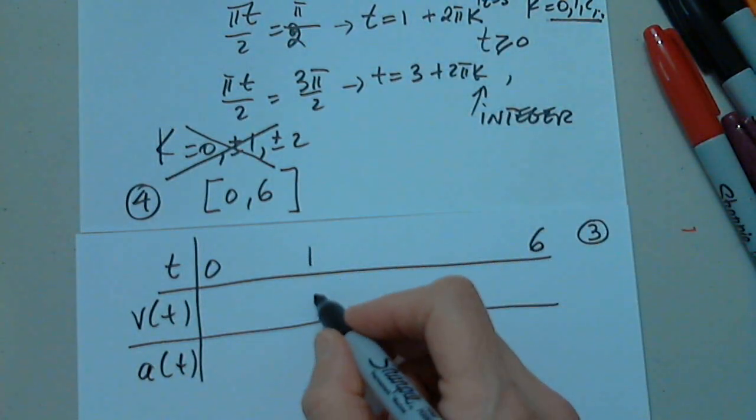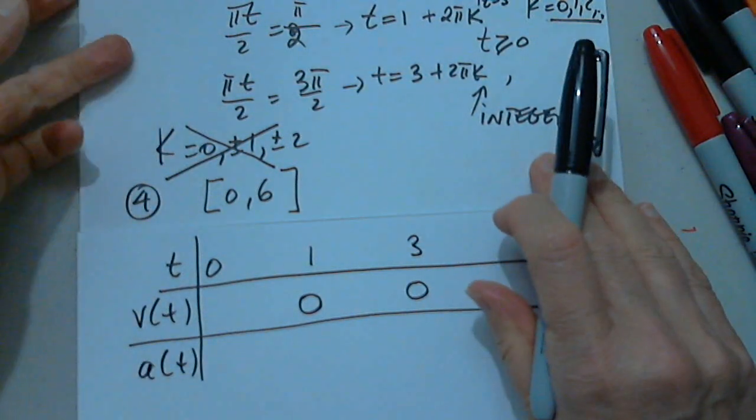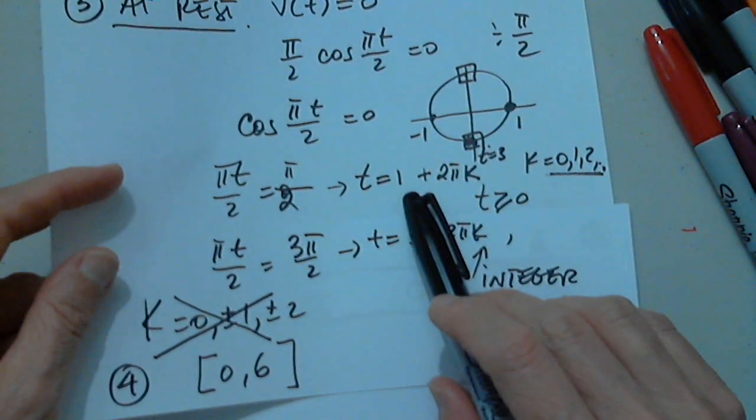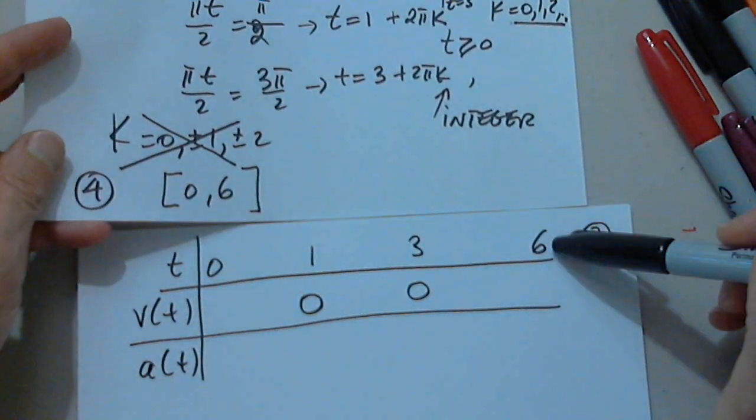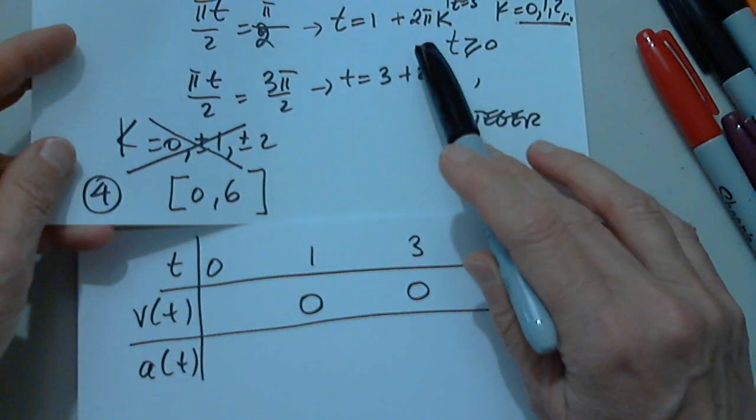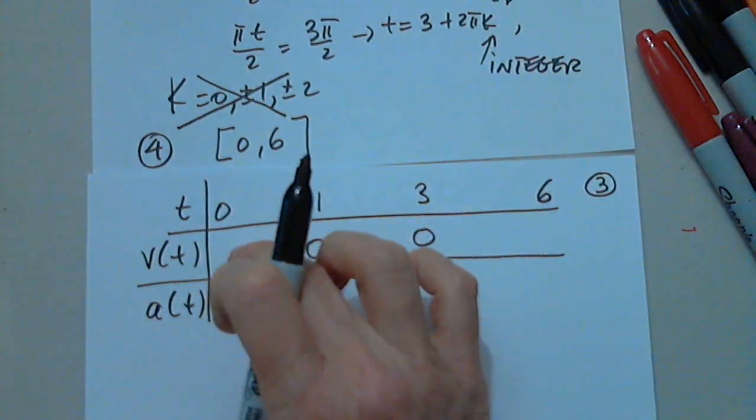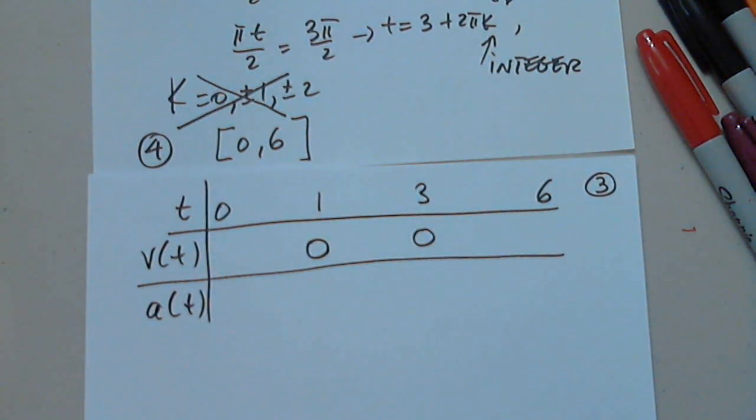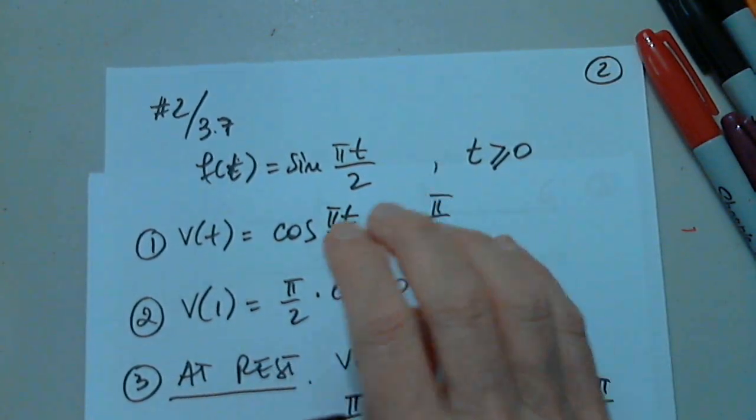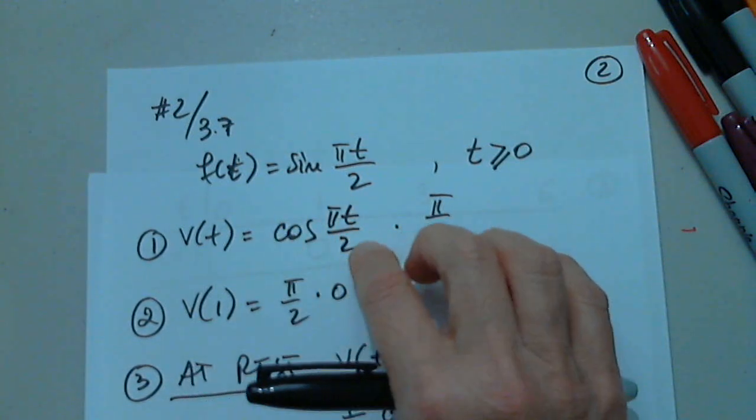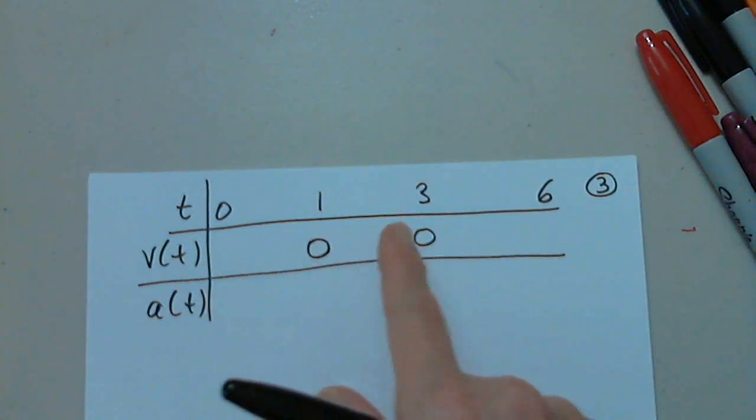So definitely 1, the velocity is 0. Definitely 3, and the velocity is 0. So now let's see what happens. 1 plus 4 pi, luckily for us, will exceed 6. So we don't have to worry about it. Okay? So that's all we need. Perfect. Now, in order to find the sign here, I will have to plug in the velocity. This is not important because this is not going to give us any sign. I will have to plug in numbers like 0, 2, and 5 to see the sign here.